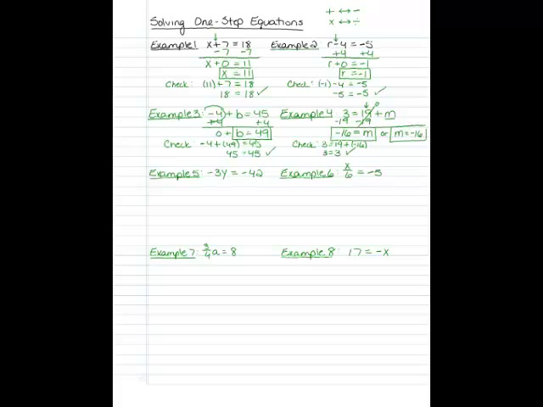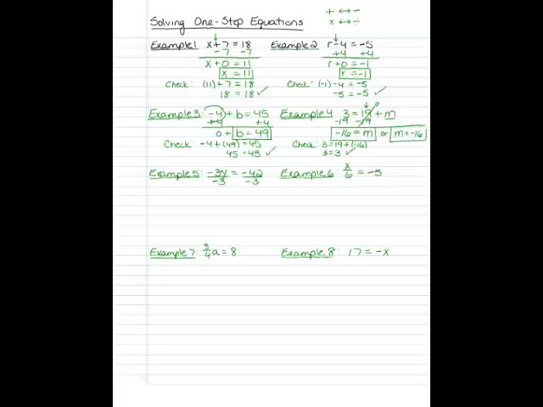Now in example 5, we have negative 3 times y equals negative 42. So here we need to undo the multiplication. The operation that undoes multiplication is division, so we're going to divide by negative 3. What we do to one side, we have to do to the other, so divide by negative 3 over here on the right.